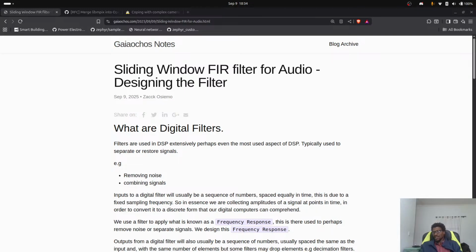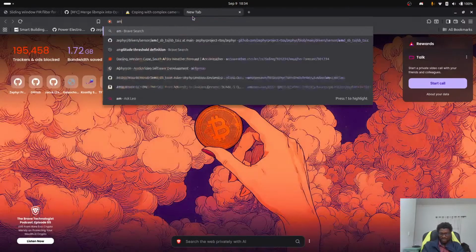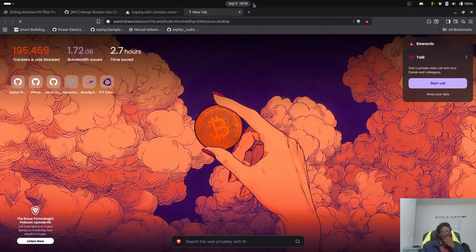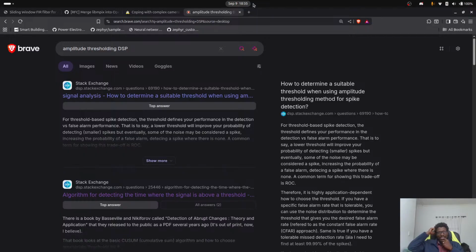In order to do that, we're going to use something called amplitude thresholding. This is going to enable us to set a threshold, or a number of thresholds, and then based on those thresholds see if the amplitude of the signal that we are analyzing crosses that. And if indeed the amplitude of the signal crosses that, then we can classify that as a loud noise.